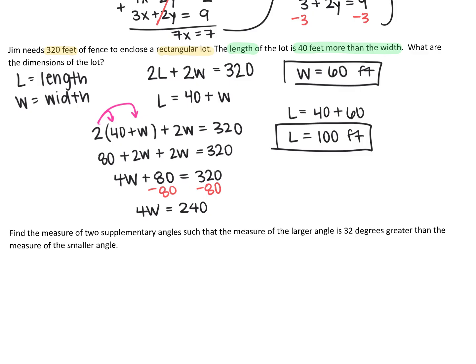So in word problems similar to this, where we're going to have units for our problem, when we get to our final answer, we do want to make sure we include those answers. So I don't want to just leave it as w equals 60 and L equals 100. I need to include my units from the problem. And since the length and the width are both in feet, we put feet.